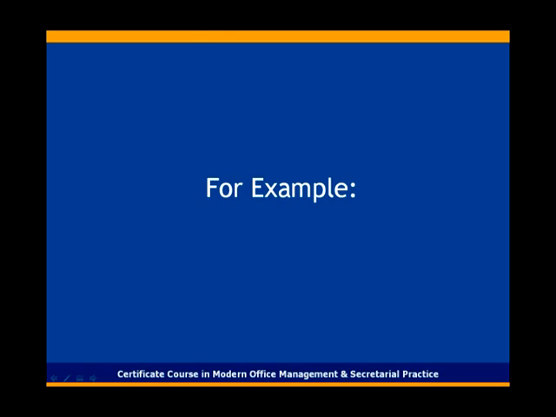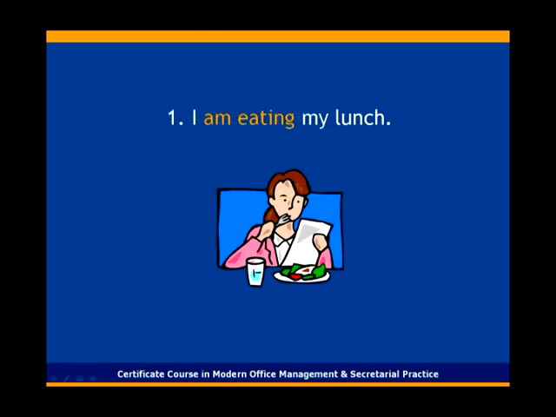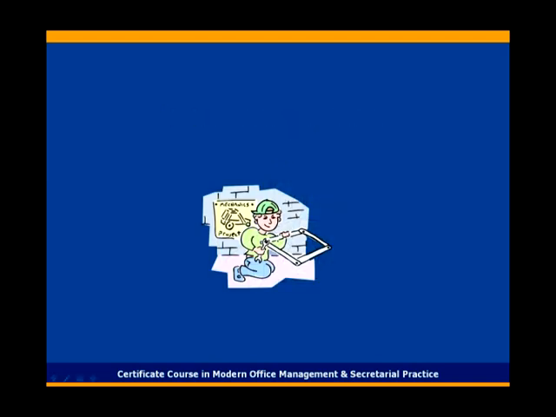For example, I am eating my lunch. In this sentence, the words am eating tell us what we are doing now. It is understood that the speaker is eating her lunch now, that is, at the time of speaking these words. In the same way, when we listen to this next sentence, I am working on a project, we know that the speaker is currently working on a project.